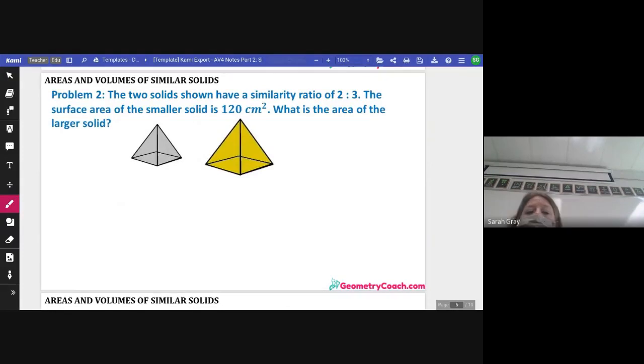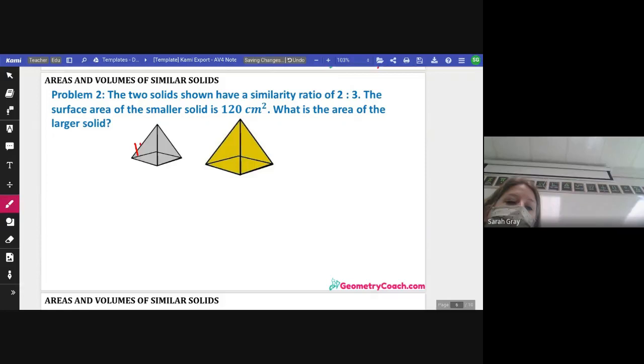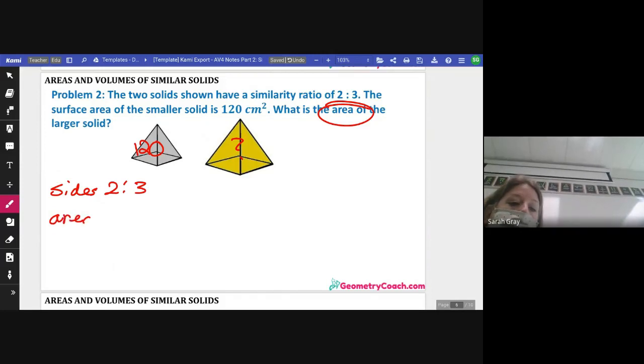All right, two solids are shown to have a similarity ratio of 2 to 3. Surface area of the smaller solid is 120 square centimeters. What is the area of the larger solid? Okay, so we start with the ratio of the sides is 2 to 3. We are trying to find area, so we need to know the ratio of the areas. Ethan: Square both of those items, 4 to 9.